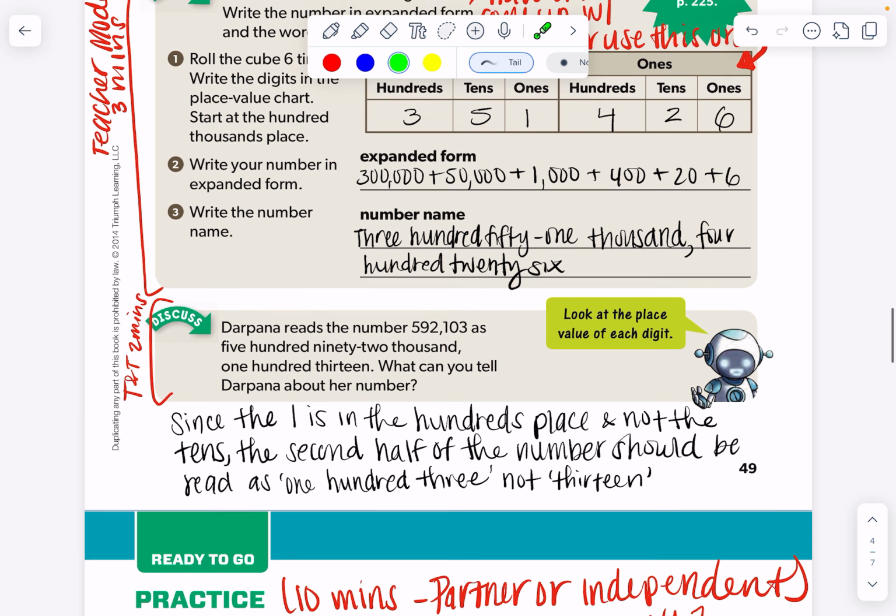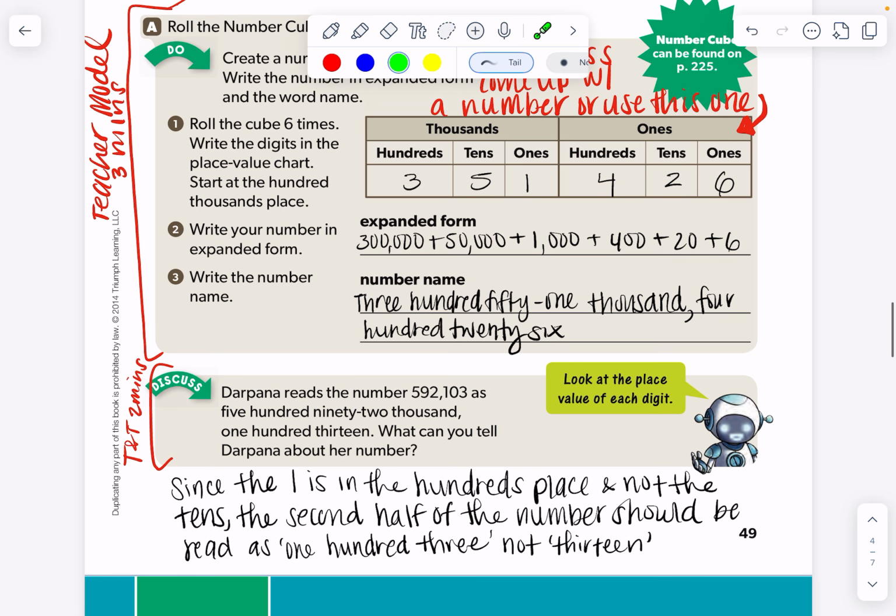From that model, you can launch students into a 2-minute turn and talk. So it says Darpana reads the number 592,103 as 592,113. What can you tell Darpana about her number, right?